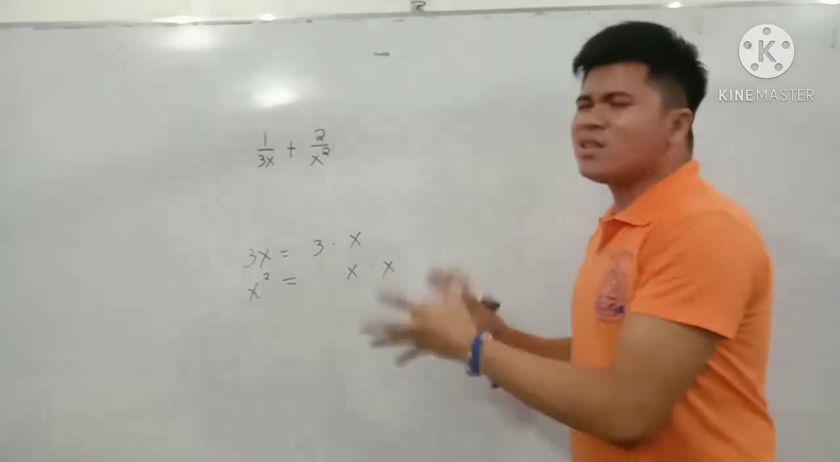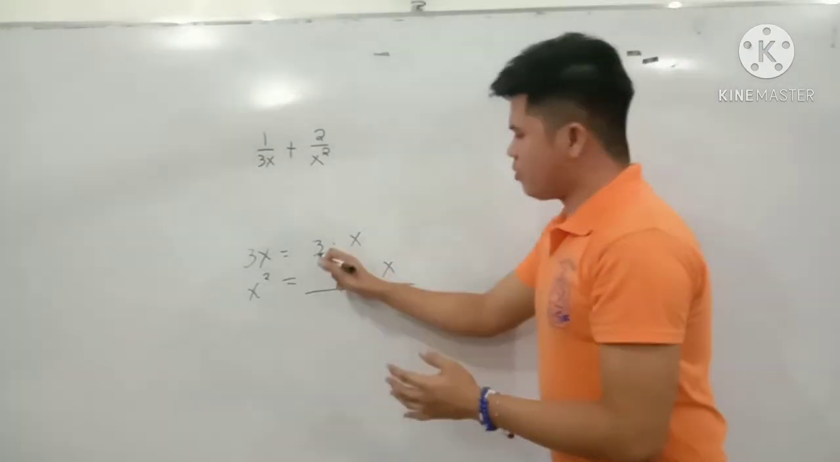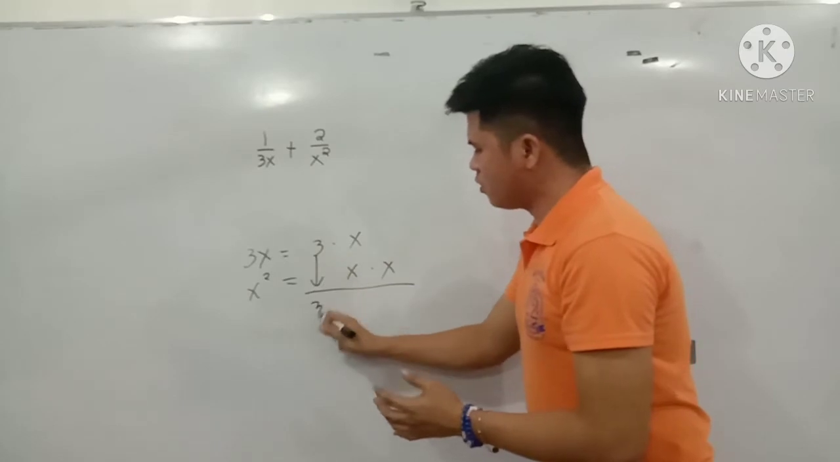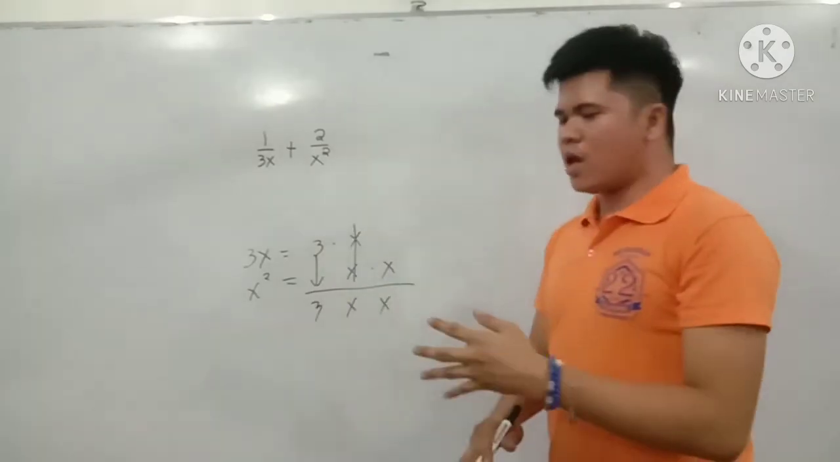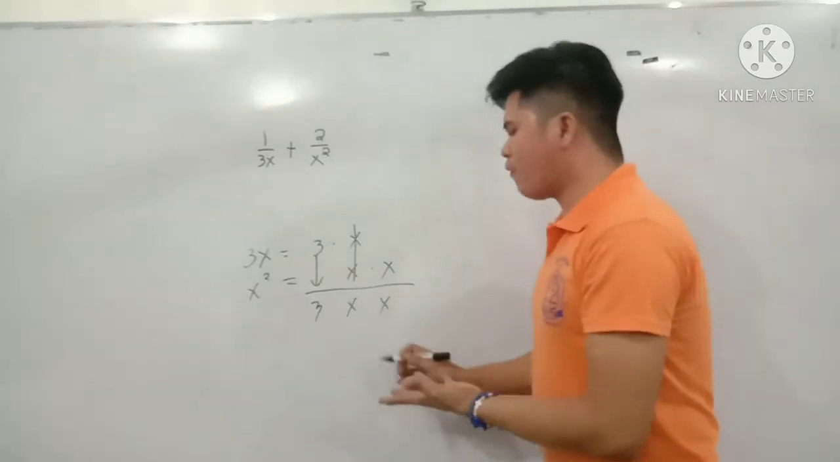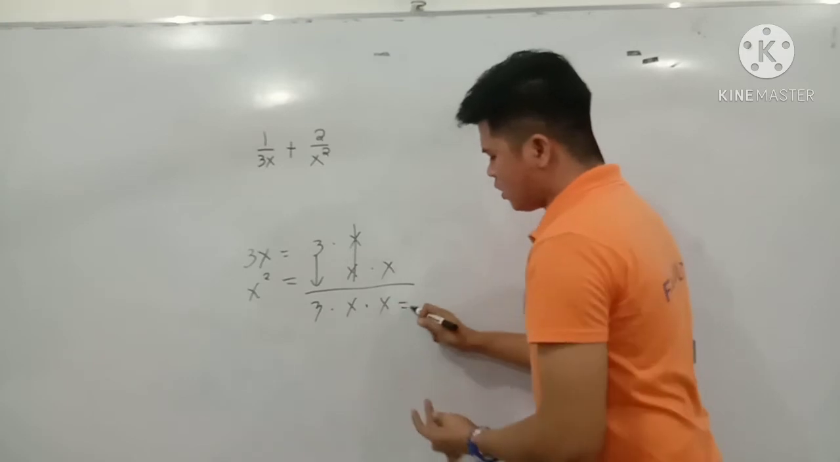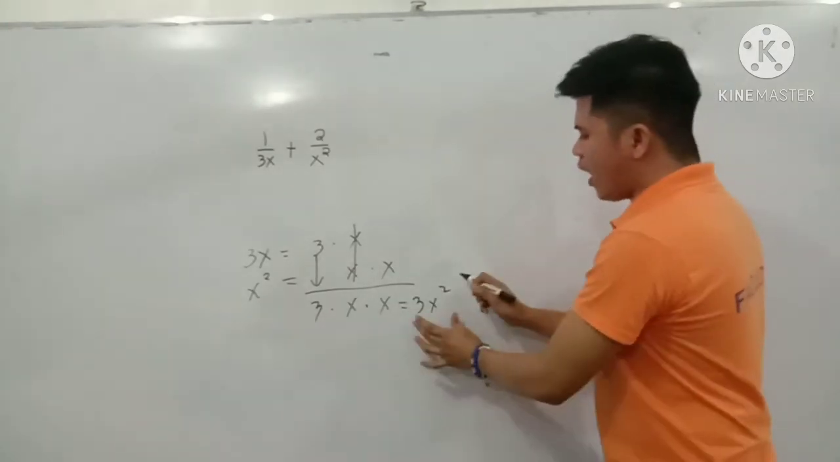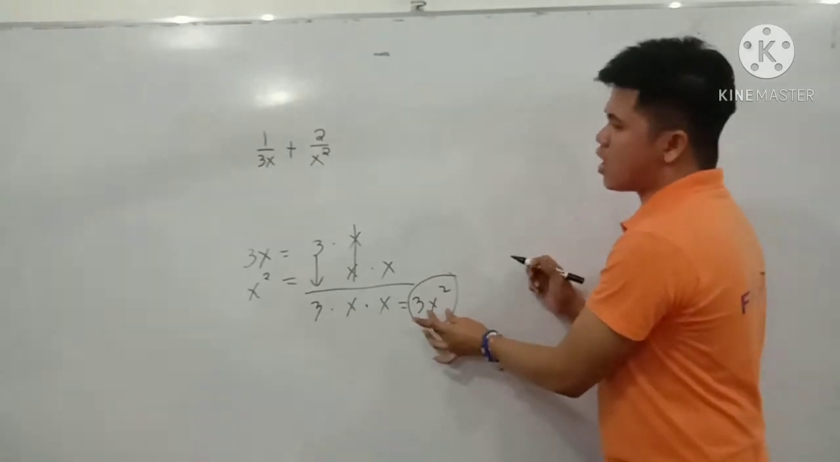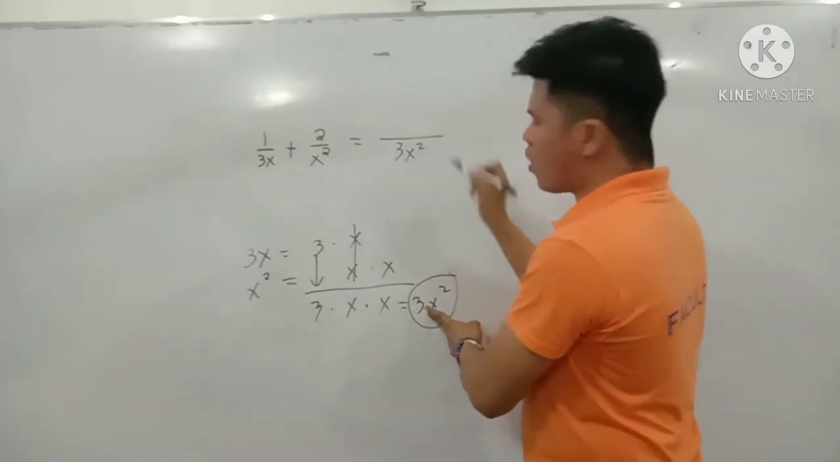Then, we bring down all the factors. I have here, bring down this 3, bring down this x, and bring down this x. Then, we multiply all the factors. 3 times x times x is 3x squared. So therefore, our LCD is 3x squared.